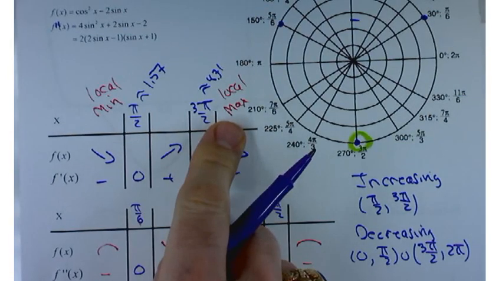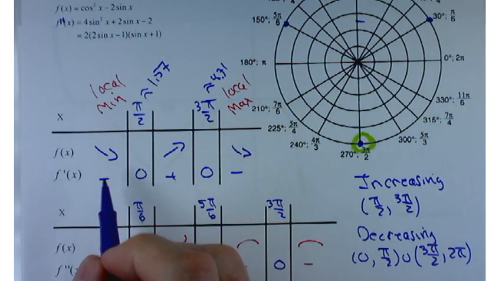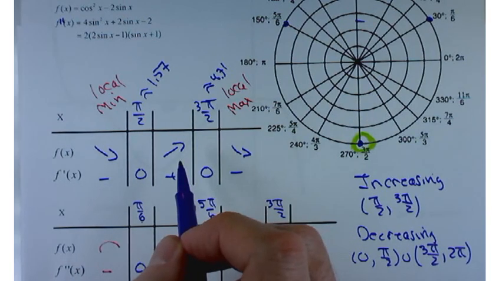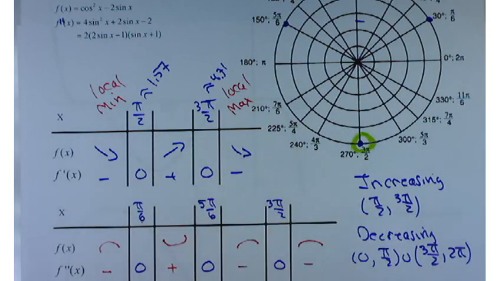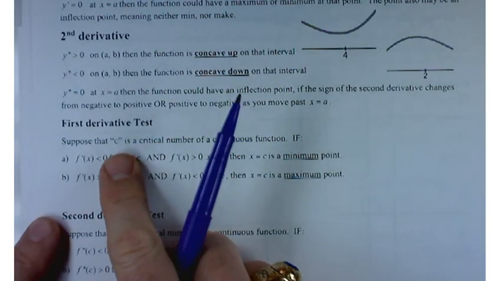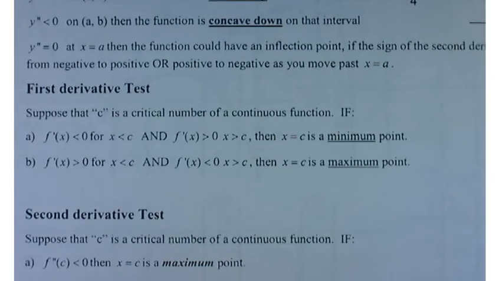Now, one of the things that we've been finding here is local mins and local maxes. So you have a local min if you go from negative to positive across a critical point. You have a local max if you go the other way, from positive to negative across a critical point. So that's called your first derivative test. It's on one of your handouts. First derivative test.